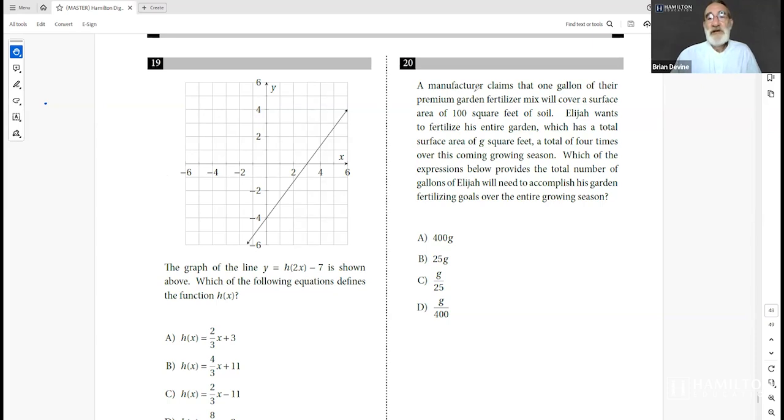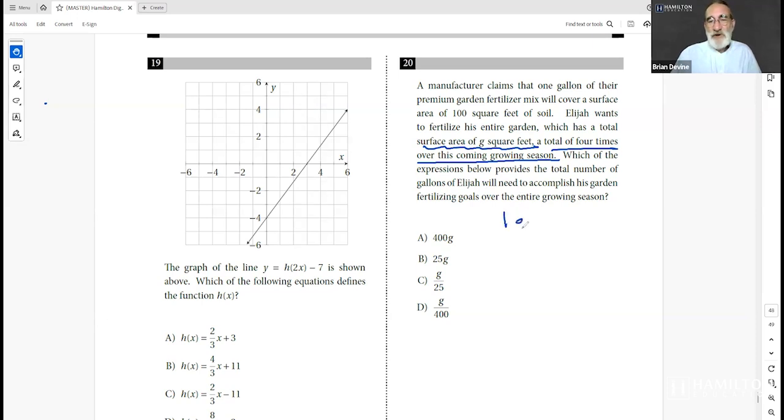Question 20. A manufacturer claims that 1 gallon of their premium garden fertilizer mix will cover a surface area of 100 square feet of soil. Elijah wants to fertilize his entire garden, and it has a surface area of g square feet. And he wants to do this 4 times over the whole growing season. Which of the expressions below provides the total number of gallons that Elijah is going to need to accomplish his garden fertilizing goals over the entire season?